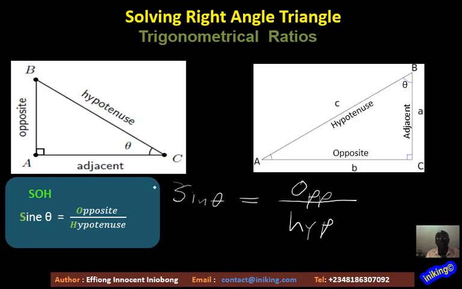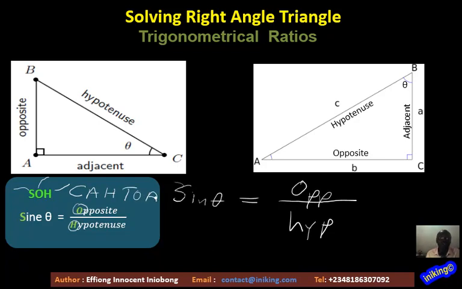So here we can see that sine of the angle theta is opposite over hypotenuse. How do we get this abbreviation? S stands for sine, O stands for opposite, and H stands for hypotenuse, as you can see there, opposite and hypotenuse. So normally we call this SOH. Very soon we'll find out that for cosine we call it CAH, and then for tangent it is TOA.